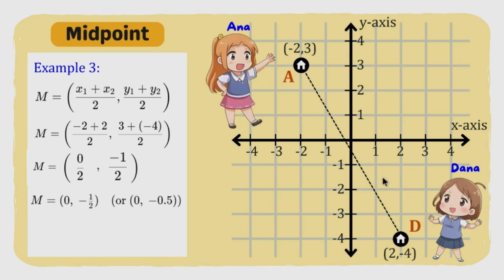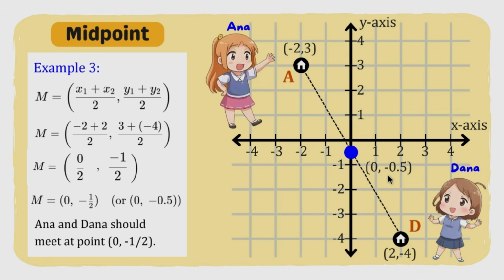So, how do we plot it? Okay, 0, dito siya sa y-axis. Okay, and then 0.5 gitna po ng 0 and negative 1. It will be at this point. Okay, 0, negative 0.5. Anna and Dana should meet at point 0 and negative 1 over 2 or negative 0.5.